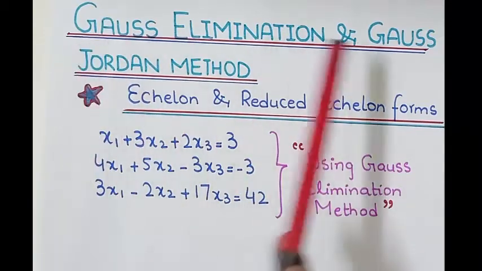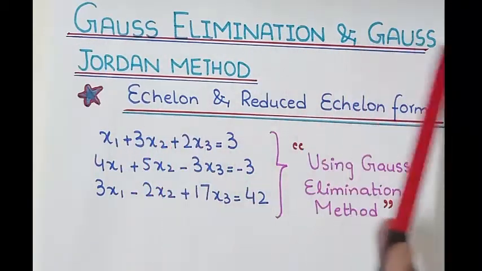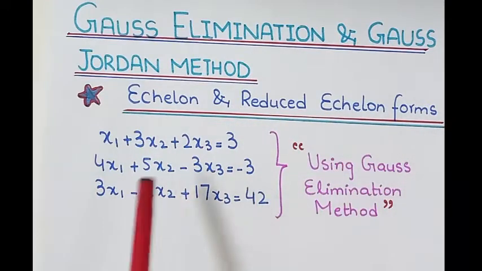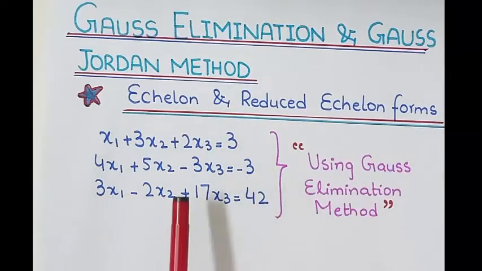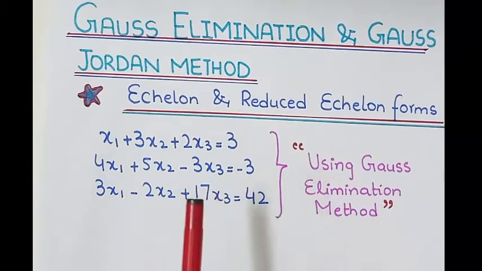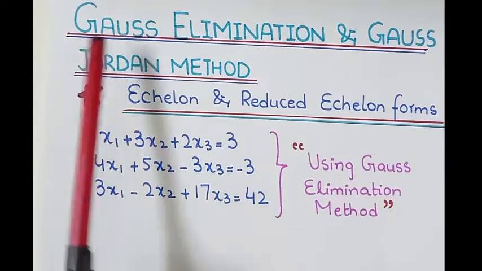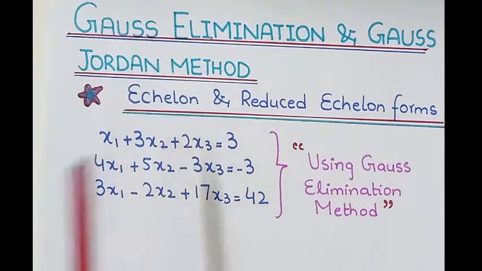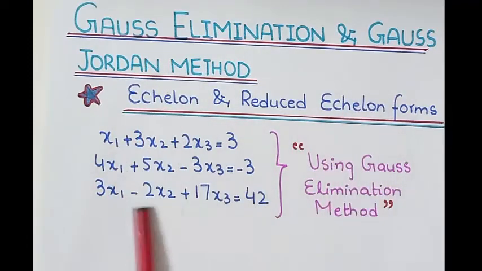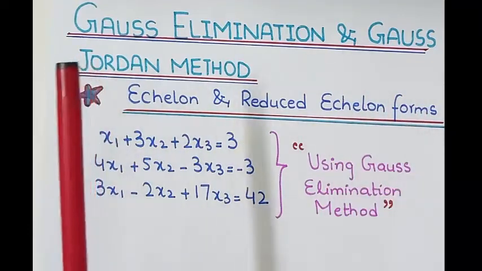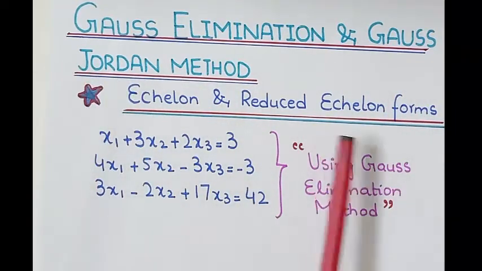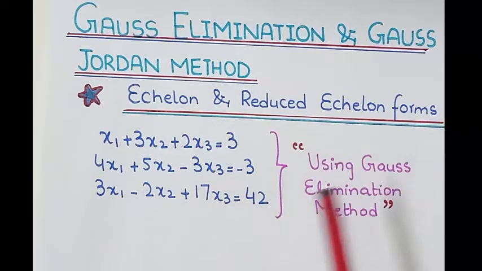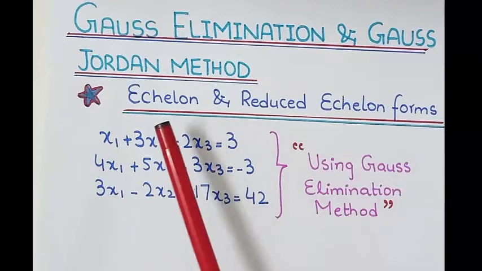So Gauss elimination method uses echelon form and Gauss-Jordan method uses reduced echelon form. It means if we have a set of non-homogeneous linear equations and we have to find its solution using Gauss elimination method, we will reduce the matrix to echelon form. And if we have to find a solution using Gauss-Jordan method, we will reduce the matrix to reduced echelon form. So first we will solve this question by using Gauss elimination method, which uses echelon form.